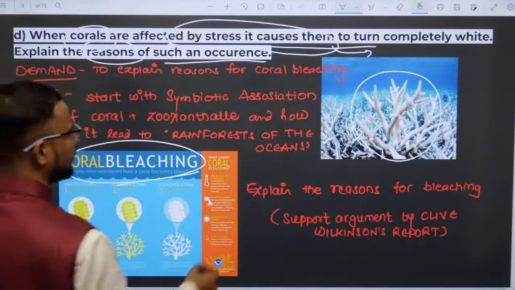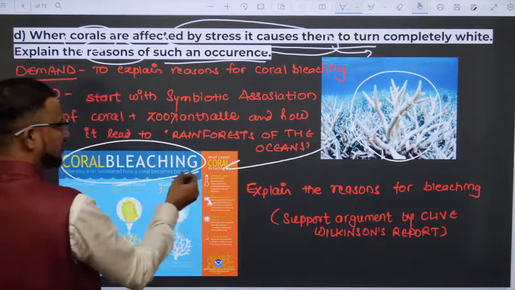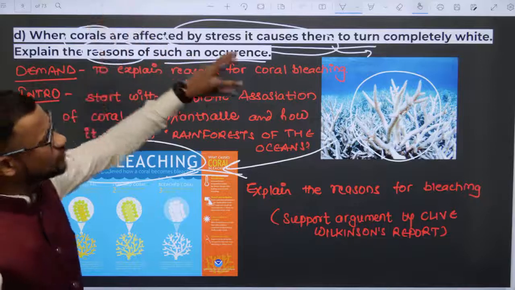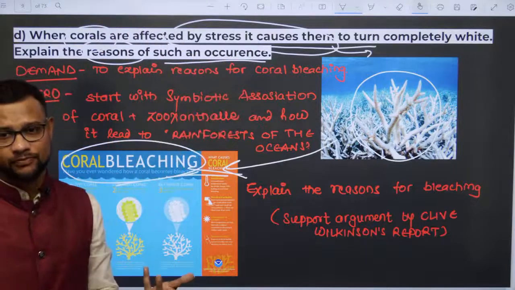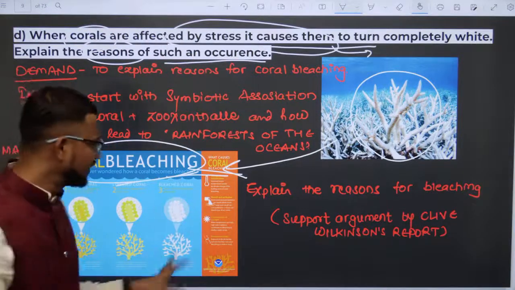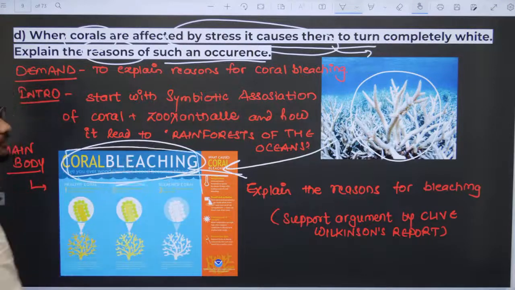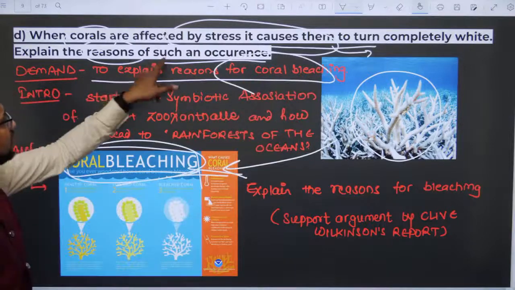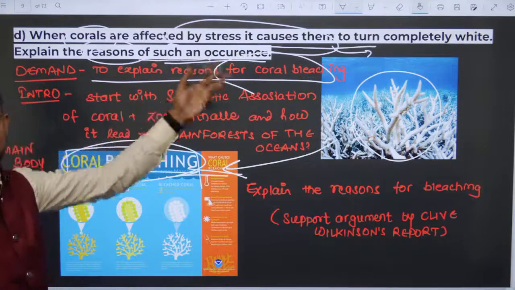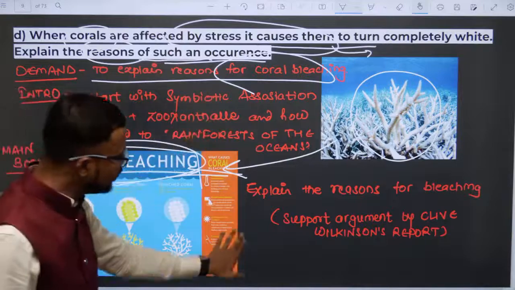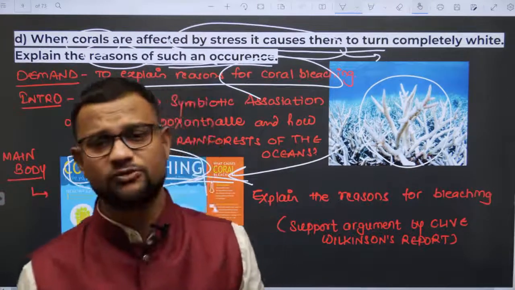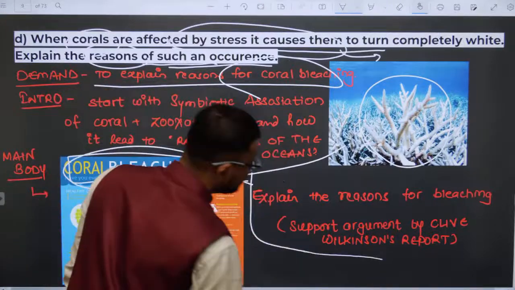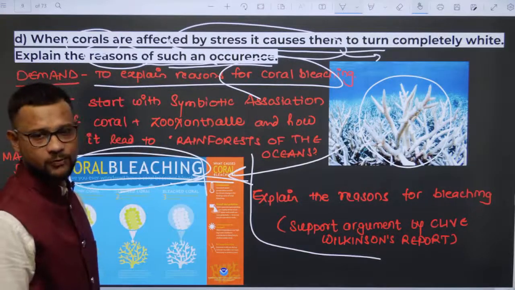So UPSC hasn't asked you a straight question over here; instead it is in quite rephrased terms, right? Turned white. But the same UPSC is asking you about coral bleaching. So the demand of the question is to explain the reasons for coral bleaching, the reasons for such an occurrence. That's very easy. Everyone who is preparing with geography optional and did our lecture is aware of all those problems or reasons.